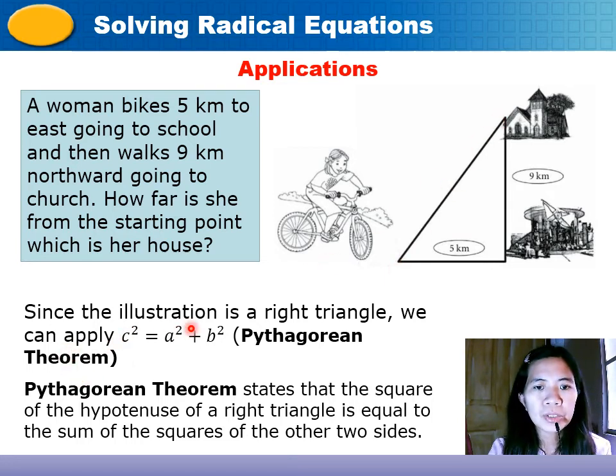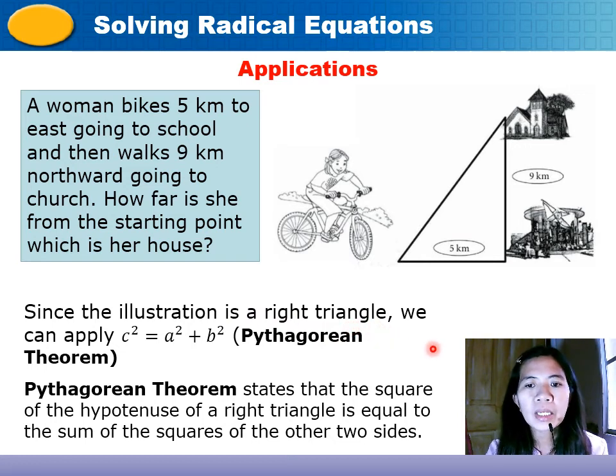Since the illustration is a right triangle, we can apply c squared equals a squared plus b squared. This is the Pythagorean theorem, which is applicable to a right triangle. The Pythagorean theorem states that the square of the hypotenuse of a right triangle is equal to the sum of the squares of the other two sides. So we will use this formula to find this distance.